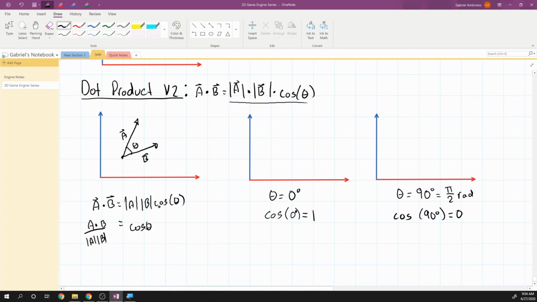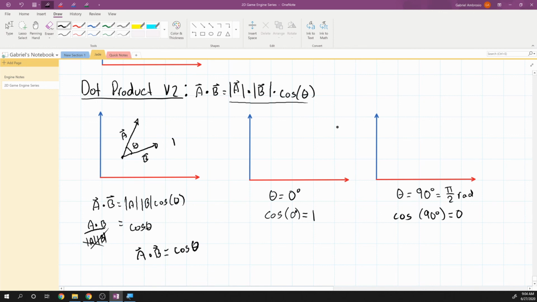Now, let's think about this for a minute. What happens if A and B are both unit vectors? If A and B are both of length 1, well then this does not matter, because if they are of length 1, then that is just 1 times 1, which is 1. Anything divided by 1 is itself. So then, if A and B are unit vectors, we get A dot B is equal to the cosine of theta.